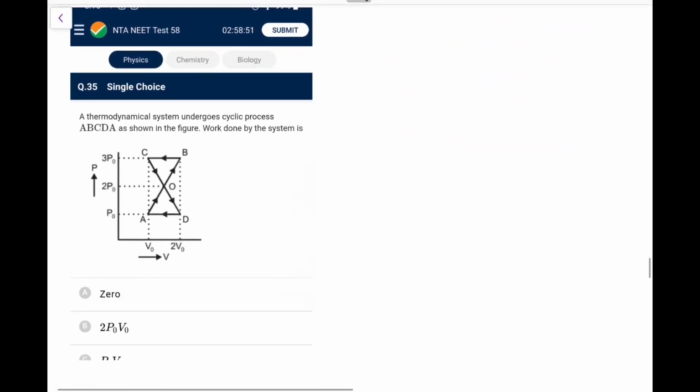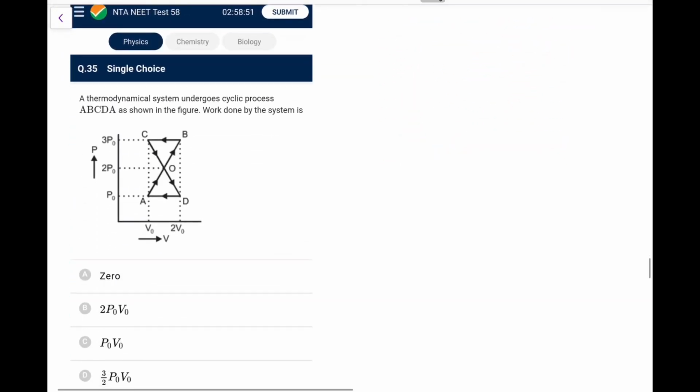Now going ahead, 35th. A thermodynamic system undergoes a cyclic process. Work done by the system is, again, this is a very common figure. What do you see? The work done from A to B would be positive, and CD is also positive, but AD and CB are negative. So this area we are covering 2 times, and this area 1 time.